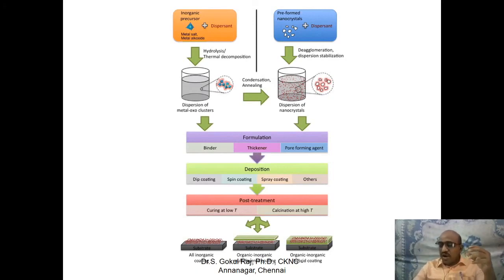So, now I can mix it in a solvent. By mixing it in a solvent, I can definitely have a mixture. Suppose I have a metal salt or metal alkoxide or metal precursor solution, I can mix it. The solvent can be water or organic solvents. If I mix it, it will completely dissolve in the solution. Now, if it is dissolved in the solution, it is dispersed in the nanoregion.